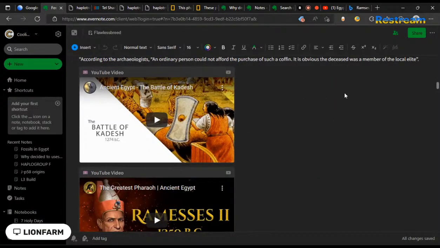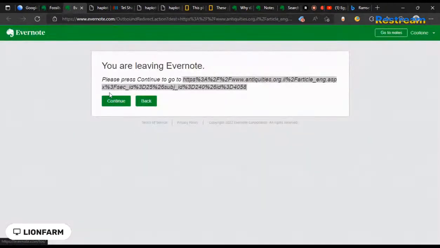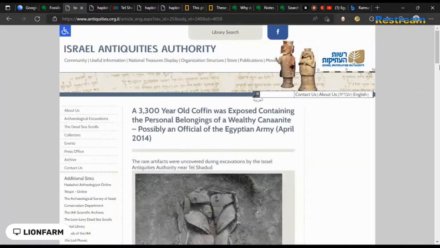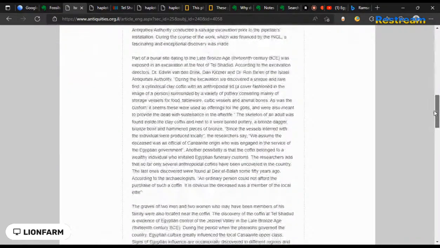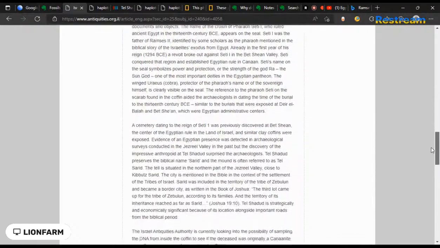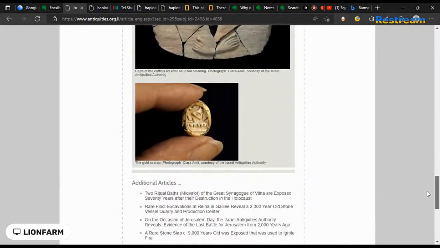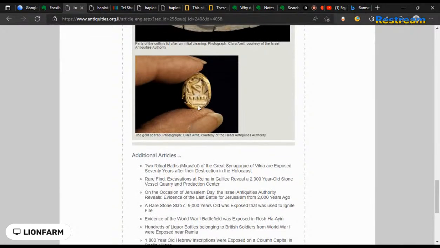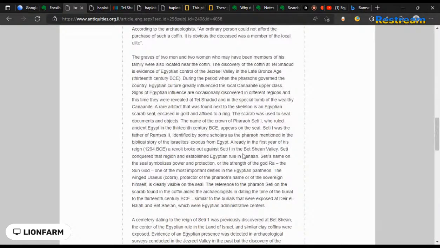All right. Matter of fact, we want to keep it open so that I can read it right on here. So let's go down and read what they found. Down here is something kind of interesting that I think is important. See this gold scarab right here? It's going to be very important for what they found there. So I'm just going to read a little bit of what's going on here.